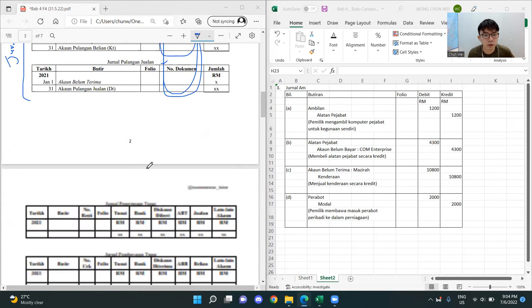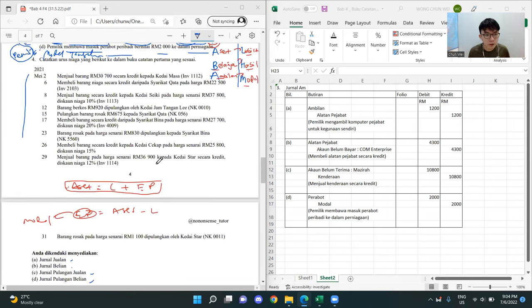Okay, so very good. Now come back to here. So, jurnal jualan, jurnal belian, pulangan jualan, pulangan belian, I think is very self-explanatory. But just in case you tak faham, let's forget about jurnal first. Let's zoom into the word. Before you even do the format for the journal, make sure you understand what the word means first. Okay, what the term means.